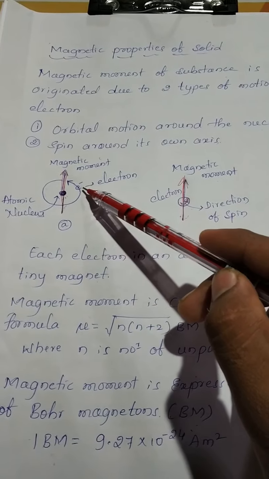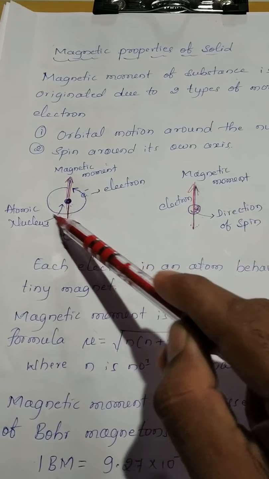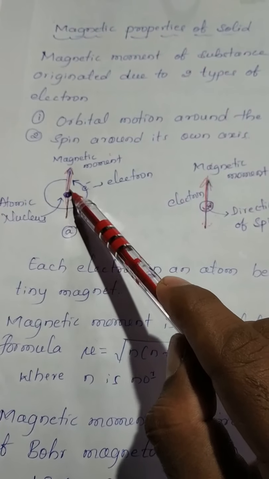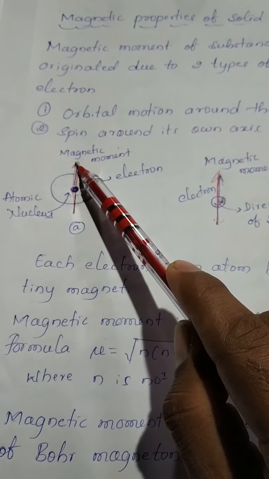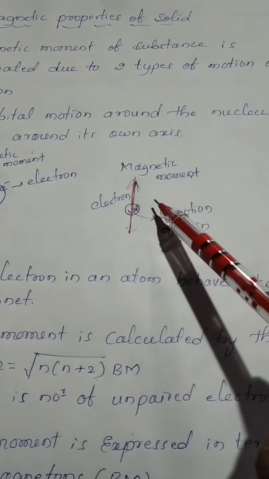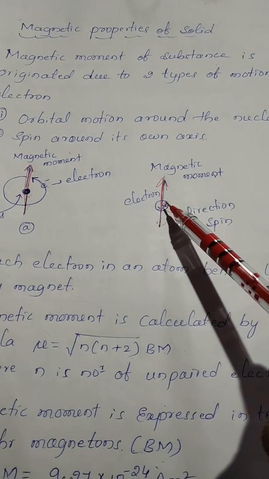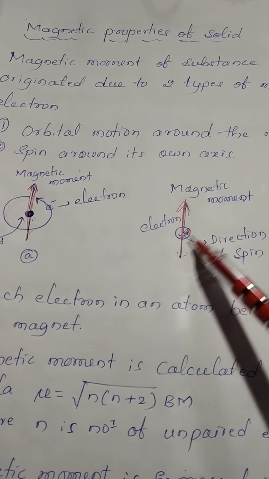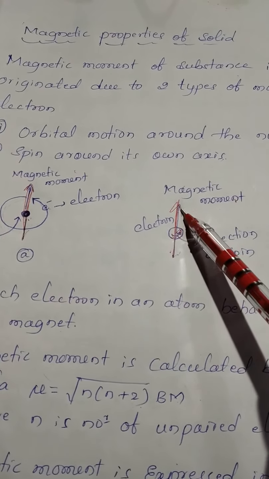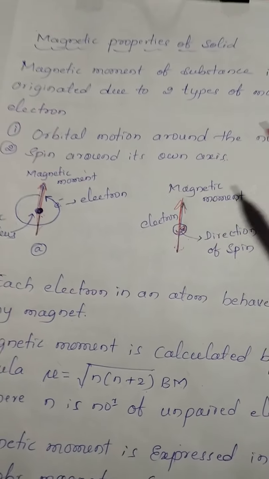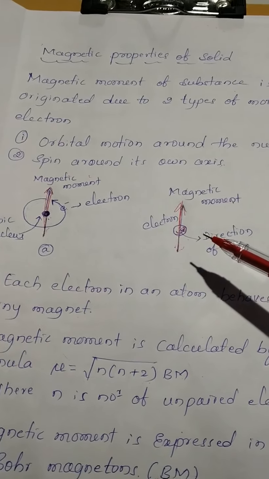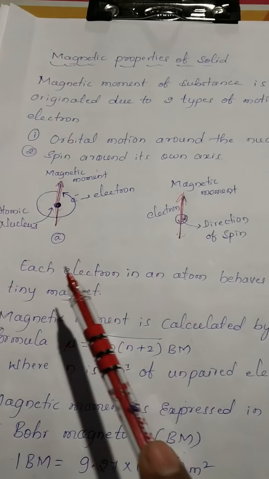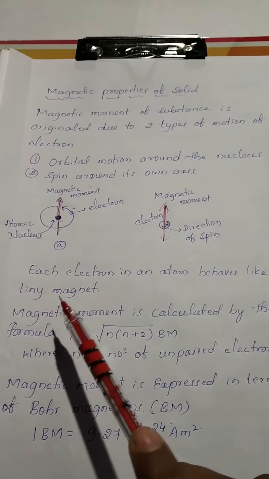In every atom, electrons revolve around the nucleus. Due to that reason, magnetic moment is produced. Similarly, electron spins around its own axis. Due to that reason, magnetic moment is produced. Here, each electron in an atom behaves like a tiny magnet.